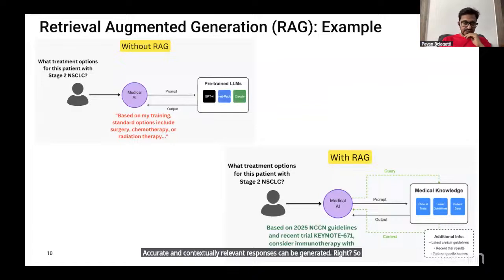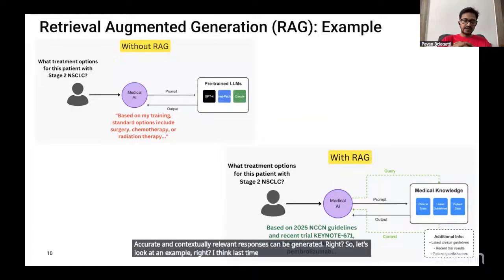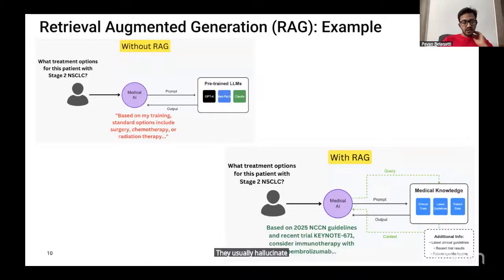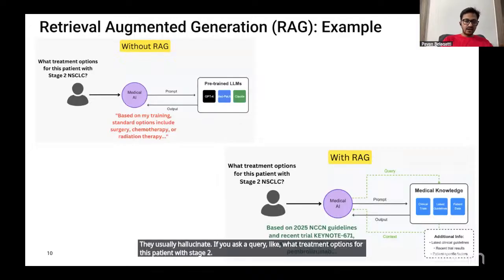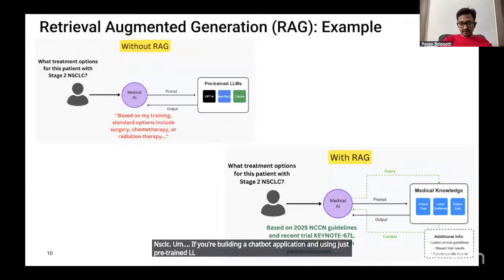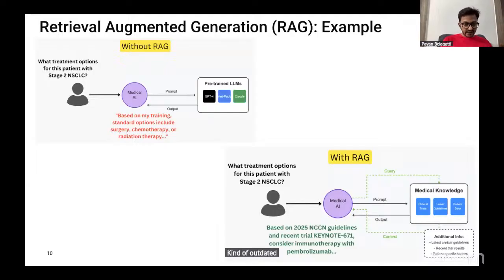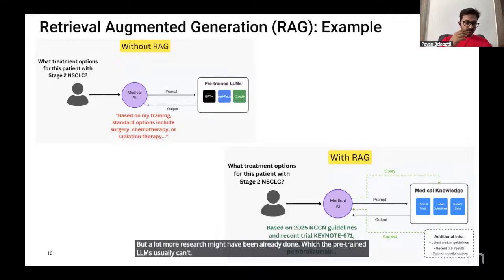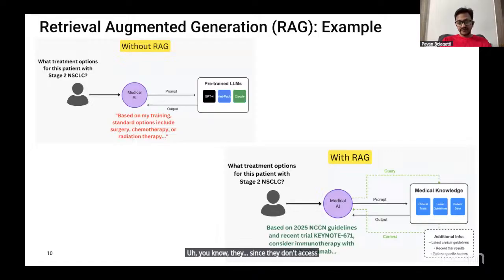Let's look at an example. I think last time also I used the same example. Without RAG, if you use just pre-trained LLMs with a knowledge cutoff date, they usually hallucinate. If you ask a query like what treatment options for this patient with stage 2 NSCLC, and you're building a chatbot application using just pre-trained LLMs, the response will be kind of outdated: based on my training, standard options include surgery, chemotherapy, and so on. But a lot more research might have already been done, which the pre-trained LLMs usually can't access since they don't have real-time data, so they usually fail there.